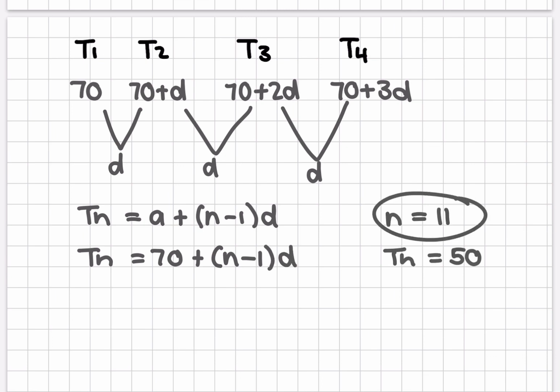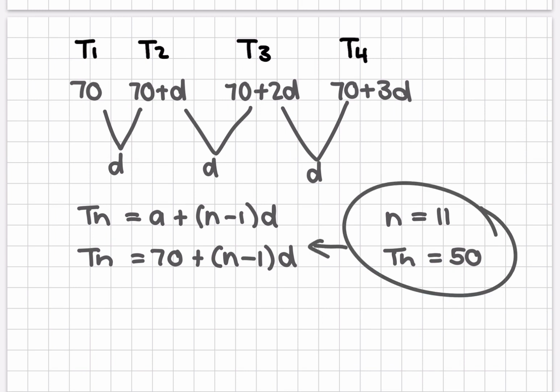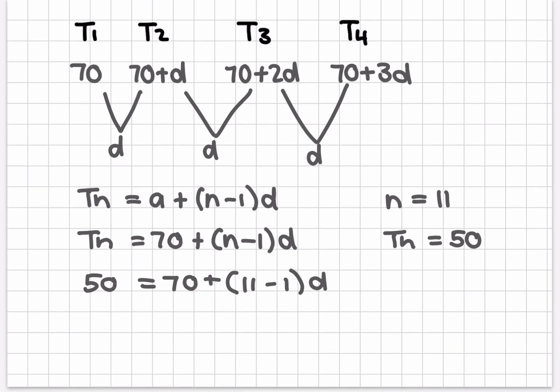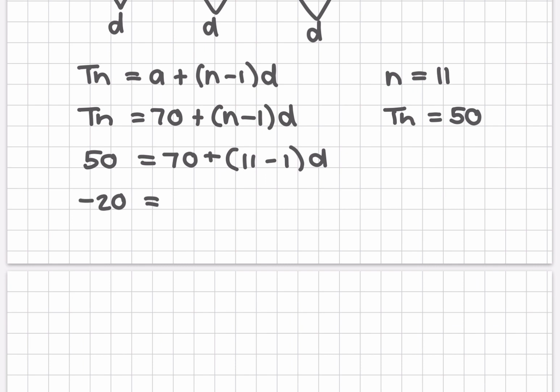And we know that at position 11, Tn is equal to 50. The length of it is equal to 50. So we can sub these two into here to calculate d. So where Tn is, I'm going to sub in a 50. And where n is, I'm going to sub in 11. And then I can calculate d. So I'm going to move the 70 across. I'm going to end up with negative 20 equals 10d. d is equal to negative 2.